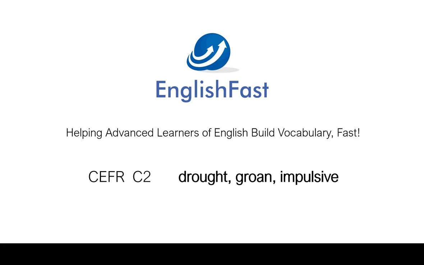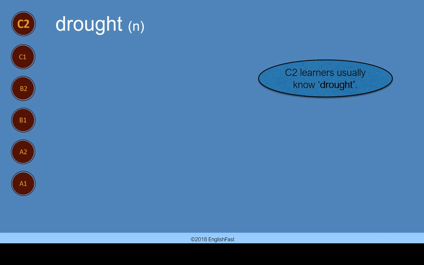CEFR C2. Drought, groan, impulsive. Drought. Drought is a noun. C2 learners usually know drought. A drought is a long period of no rain.